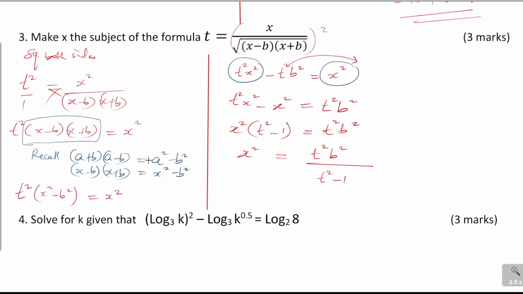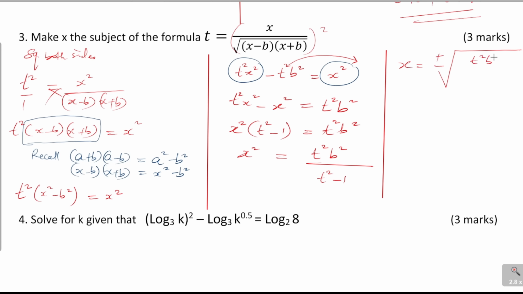From there, we are interested in x, not x squared. So what do you do to get x from x squared? You get the square root of both sides. The square root of x squared is x. Then the square root of the whole of these. Remember, when you're getting the square root, you'll get either a positive or negative answer.